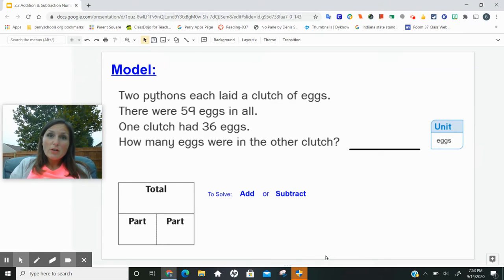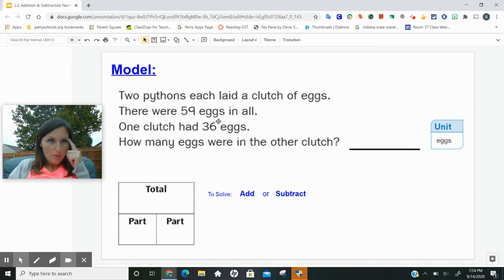All right, so now I'm going to show you how I would solve a story problem where I'm going to use the part total box that we have been working on. It says right here that two pythons each laid a clutch of eggs. So python I know is like a snake, so they're showing that there's two snakes. It says there are 59 eggs in all.